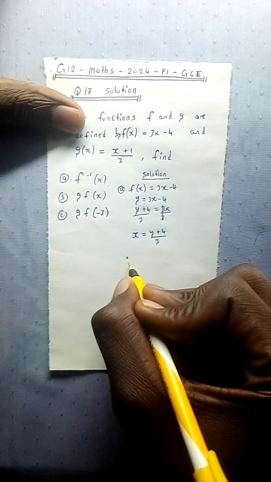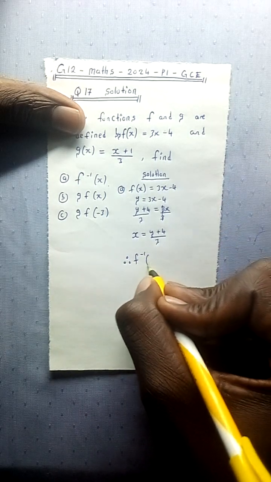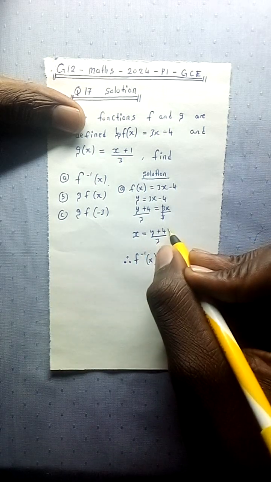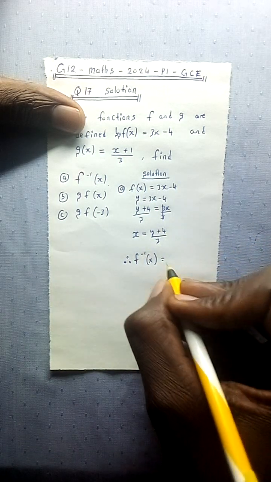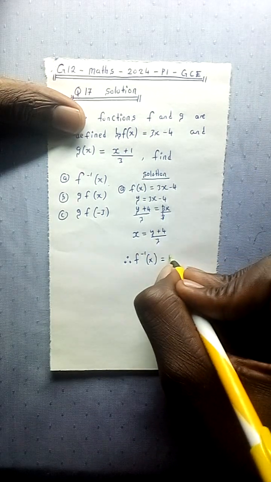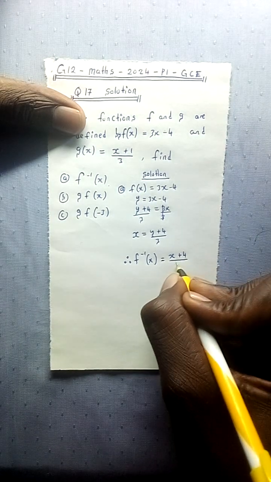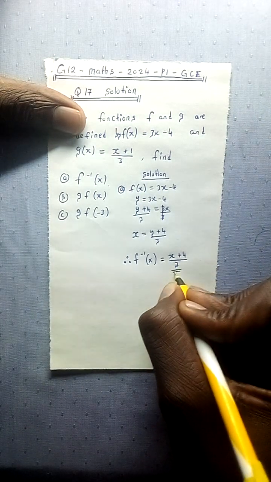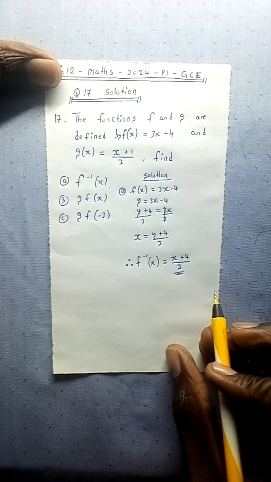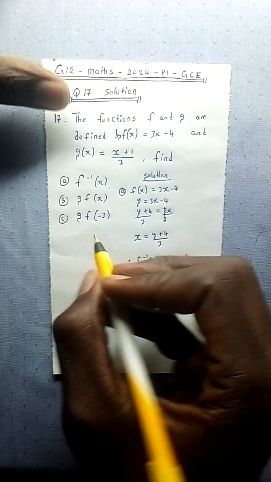Then we conclude, therefore f inverse of x will be equal to this part, right? Then when concluding, where there is y, we replace with x. So where there is y there, we're going to put x, it will be x plus 4 over 3. So this becomes our solution for part A. Well, let's check out part B.